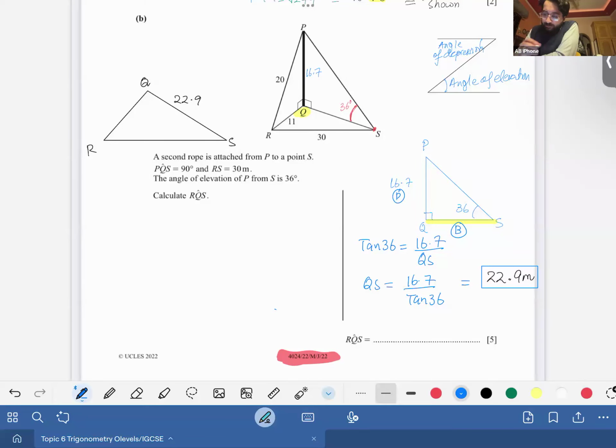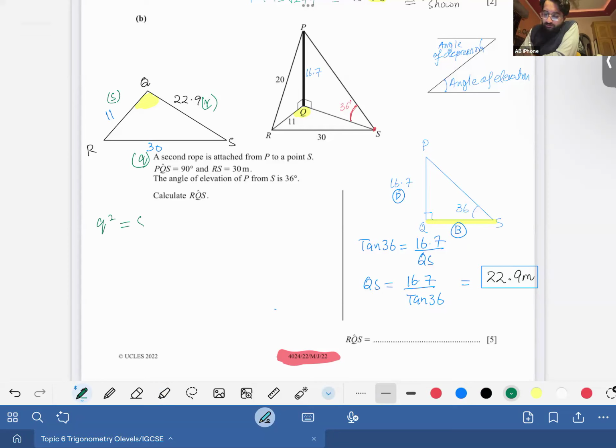22.9. Okay. And RQ is 11. And this is 30. So, for example, we are going to find out this angle. We know that the side opposite to angle Q would be small q. This would be small r and this would be small s. So the cosine rule will come into play.